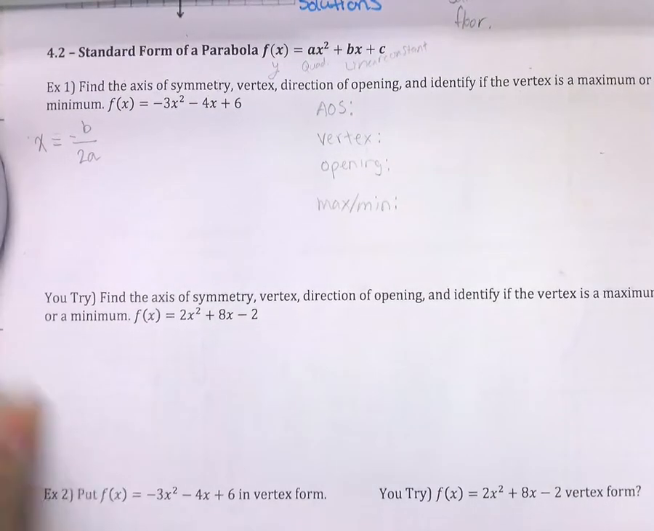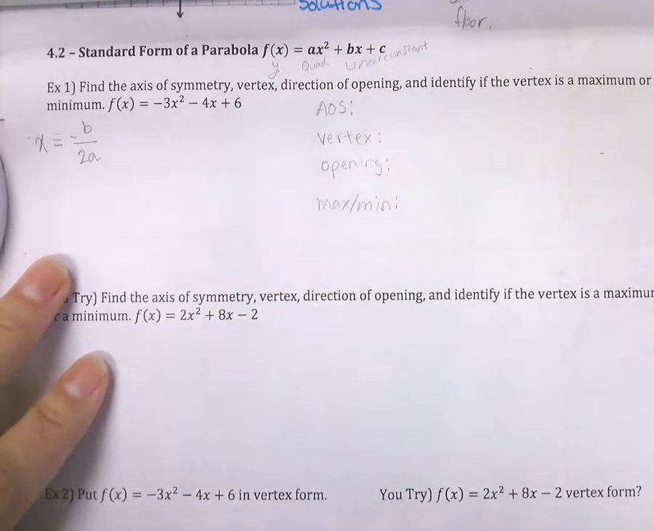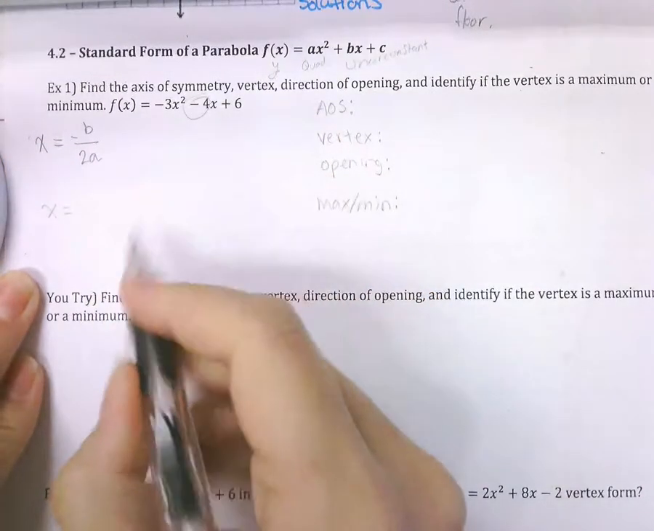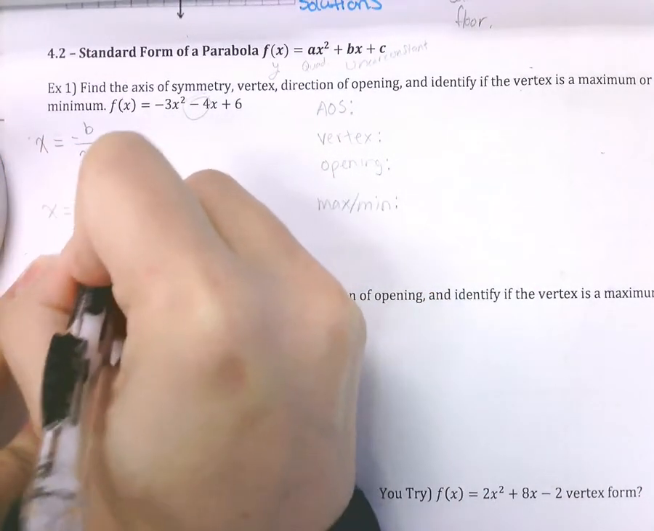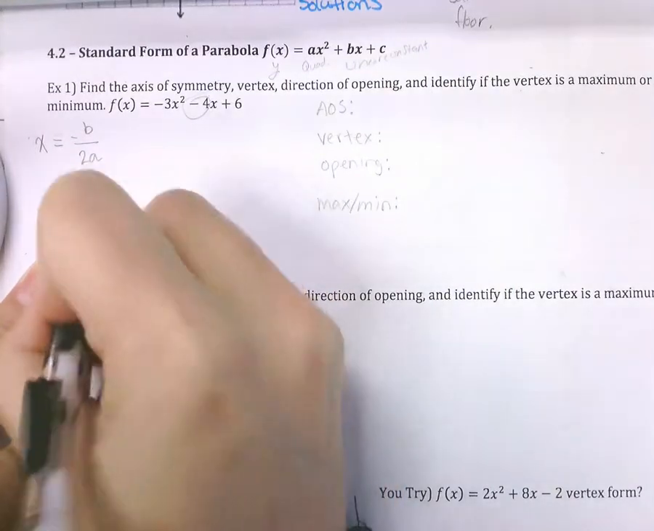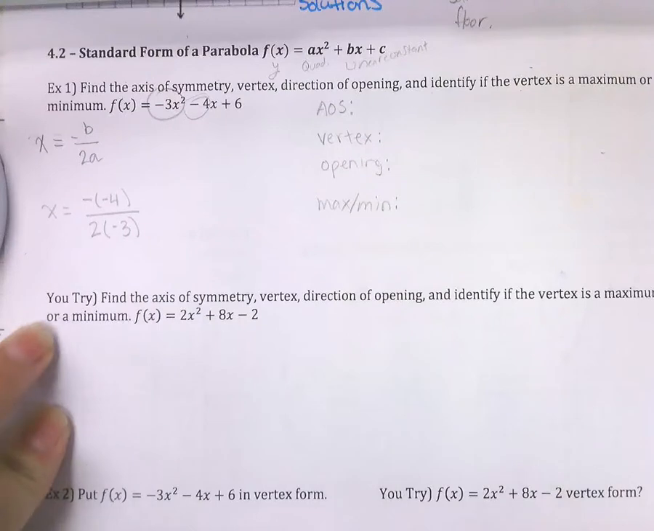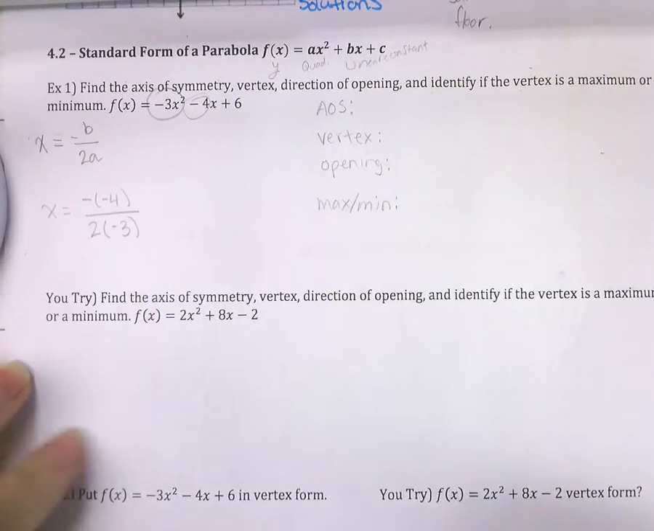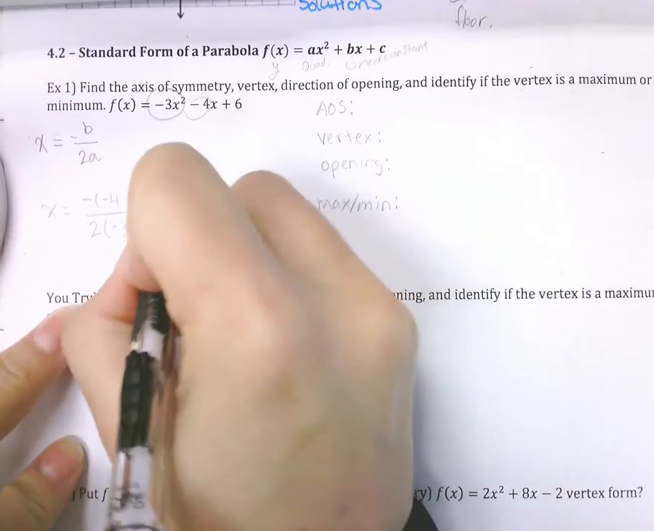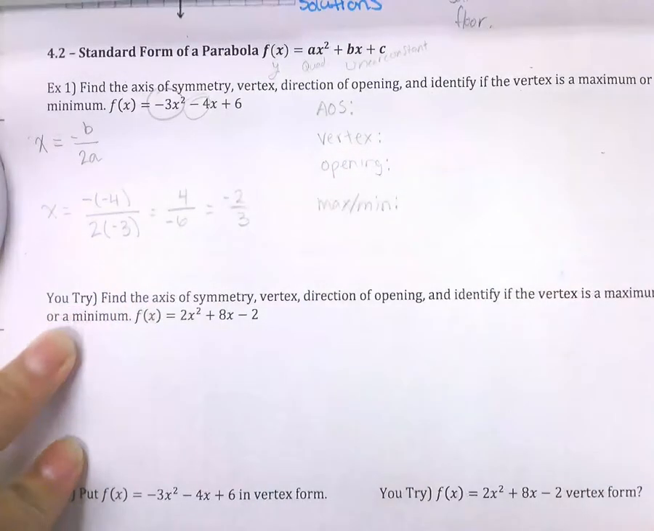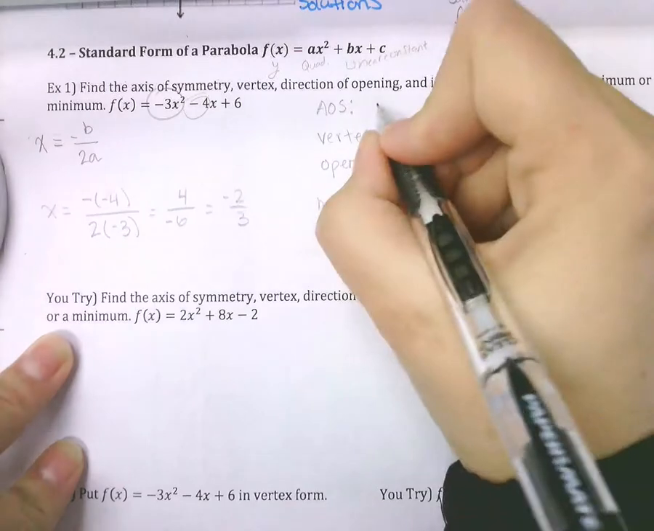Okay, first we're going to find the axis of symmetry. You're going to calculate negative b, this is b, so negative 4 over 2 times a, which is negative 3. Oh, I said this is nine. So this is positive 4 over negative 6, which simplifies to negative 2/3. And that's your axis of symmetry.